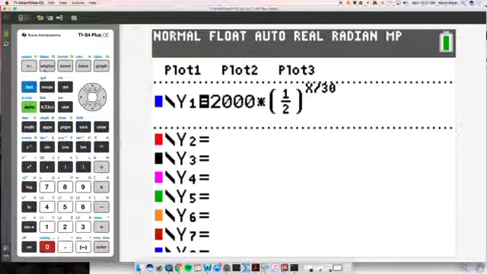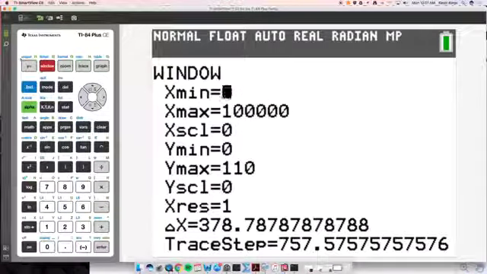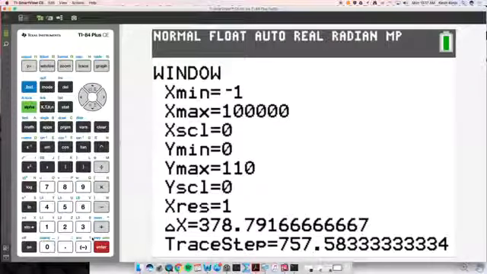So now that we have our model, let's go ahead and go to the window. 0 is a good lower bound. I'm going to go with -1 this time so I can see the y-axis. What's a good upper bound for x max? Is 100,000 good? Probably too much, right? Yeah, it is a little much. If the half-life is 30 years, let's just go out 10 half cycles or half-lives. So that would be 10 times 30, which is 300 or 3,000. You could always trim it off later.